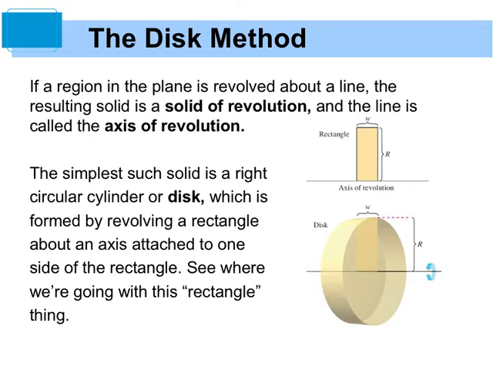Okay, so as we talked about the other day, if I take that little rectangle and I spin it around what's called the axis of revolution, I create something called a disc. Our discs, however, are going to be very skinny, more like a quarter instead of that giant cheese.